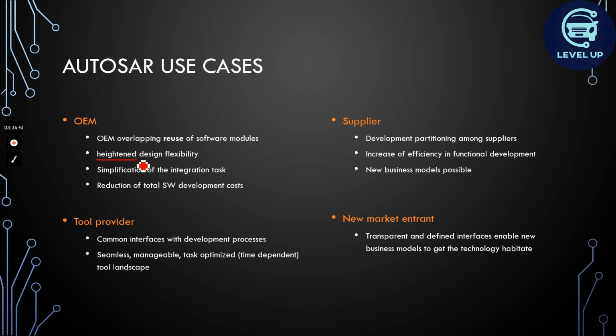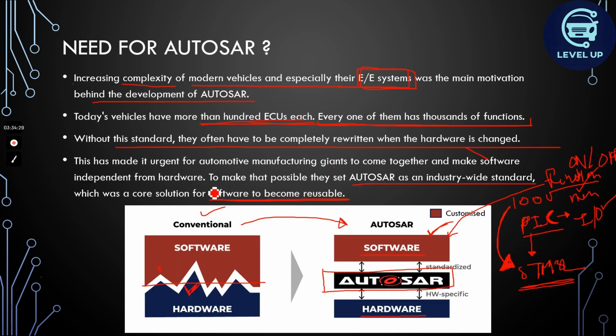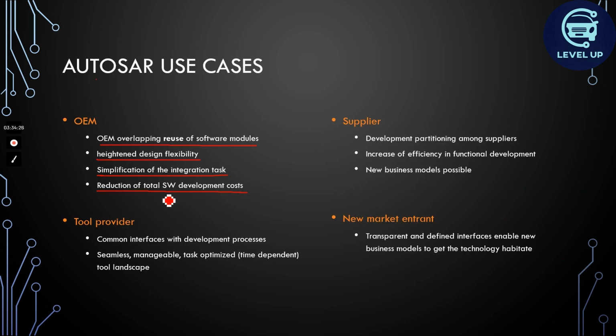Then highlighted design flexibility. They can design different things. Then simplification of integration task. When you have different modules inside a particular layer, a particular stack, you can integrate them easily. Then reduction of the total software development cost. We have already discussed that. If they are reusing their existing code, they will need very little time to modify a particular application or the software for the next delivery. That is the best advantage the OEM gets.